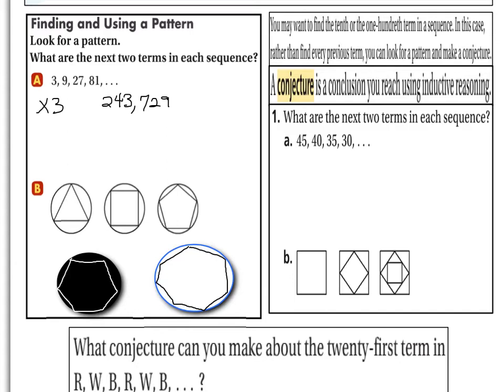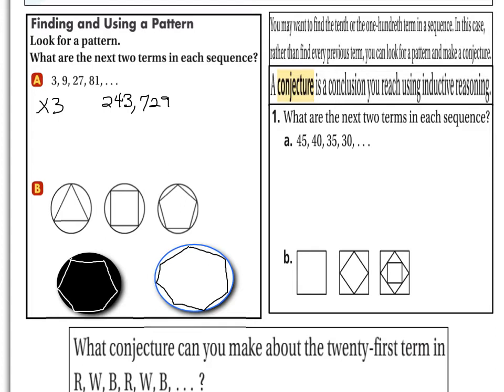That's what you're looking at here, trying to figure out these patterns. You may want to find the 10th or the 100th term in a sequence. In this case, rather than finding every previous term, you can look for a pattern and make what we call a conjecture. A conjecture is a conclusion you reach by using inductive reasoning. So if I'm multiplying by 3, I know that my 10th term might be a certain number, whatever it might be.